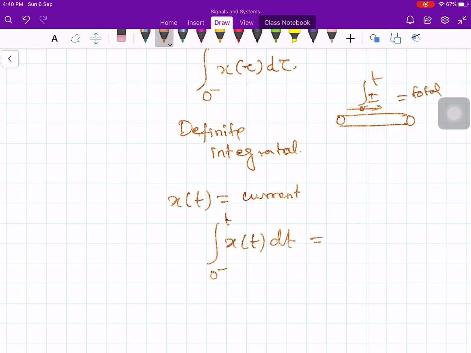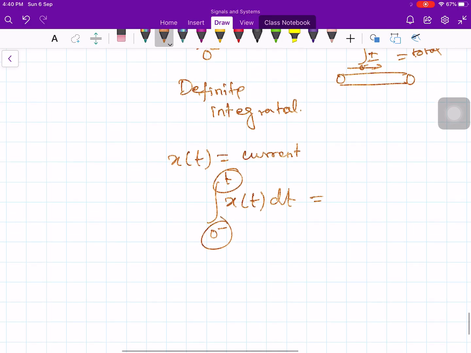Okay, you get the charge. So we often find it convenient to consider the charge at a point of time t as an initial charge plus some additional charge that is carried by the current from 0 minus to t. So we will think of this x of t as current, and if you integrate over a finite interval, then this whole thing becomes total charge.